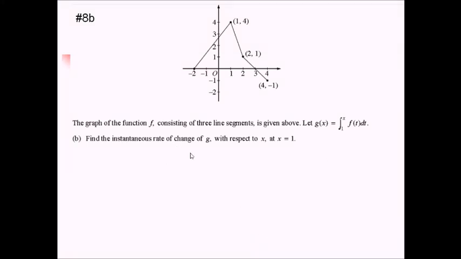For part B on this question, we're asked to find the instantaneous rate of change of g with respect to x at x equals 1. So this is just code for finding g prime of 1.